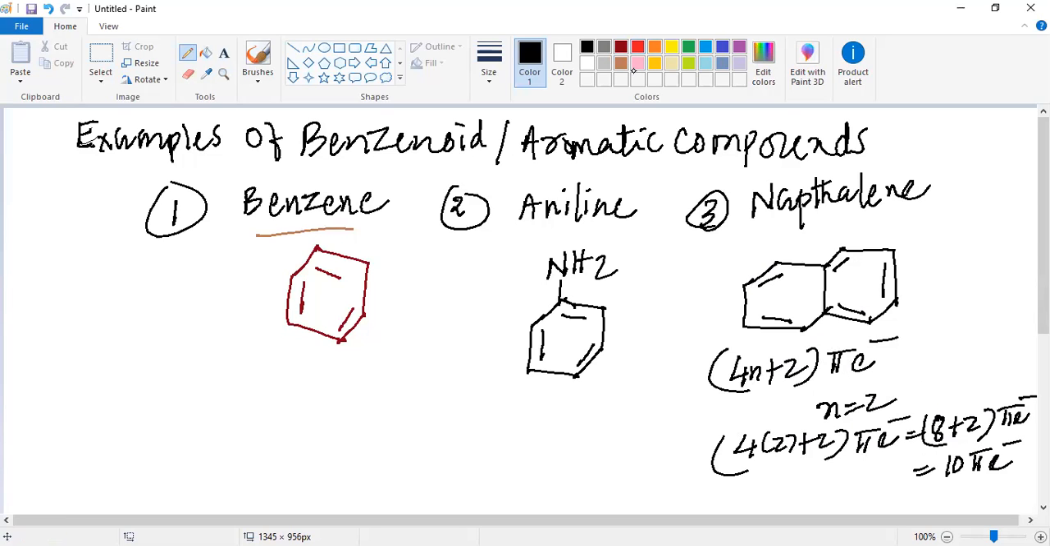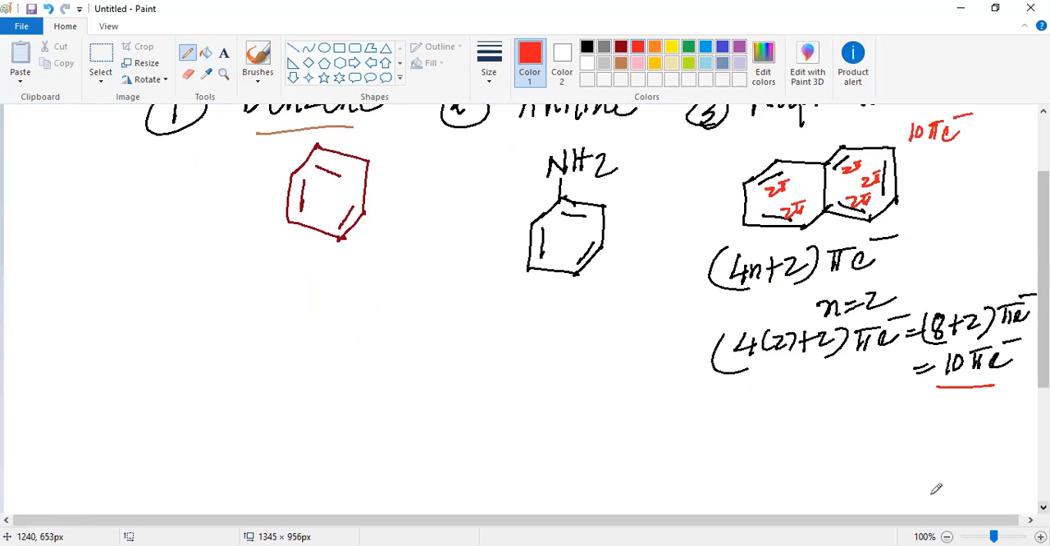You can see that in each bond there are 2 pi electrons. So my dear students, this is 2 pi, this is 2 pi, this is 2 pi, this is 2 pi, and this is 2 pi. Total 10 pi electrons are present in naphthalene, and this is how we can say that naphthalene is following the Huckel rule and it is an aromatic compound.